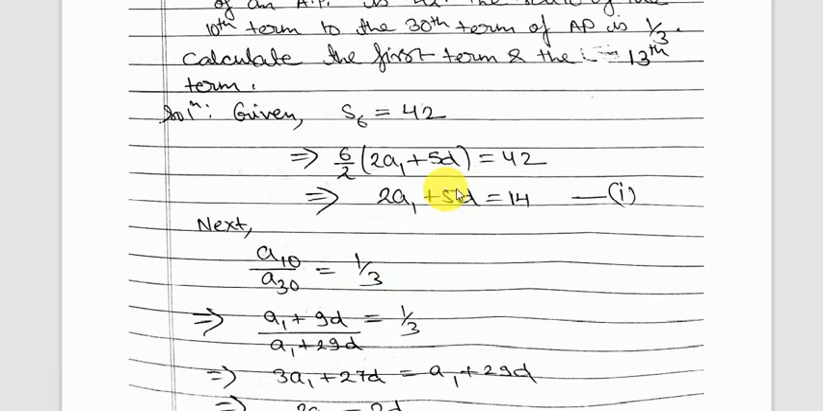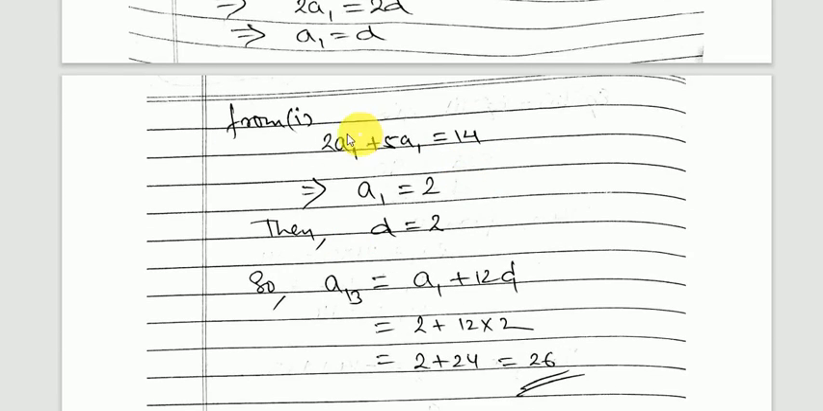So in equation 1, in place of D, you can write A1. So from equation 1, 2A1 plus 5A1 is equal to 14. That means A1 is equal to 2. So A1 is 2, and you know that A1 is equal to D, so that means D is also equal to 2. So you got A1 and D.